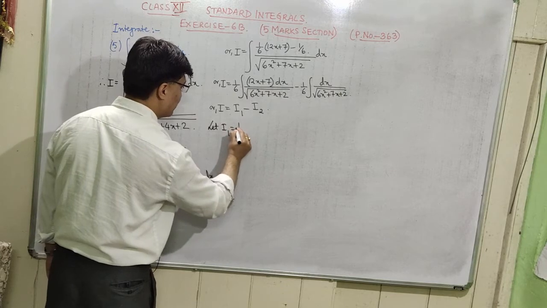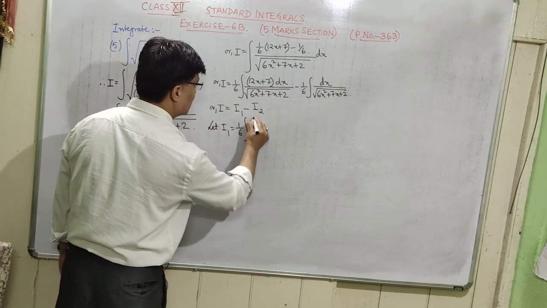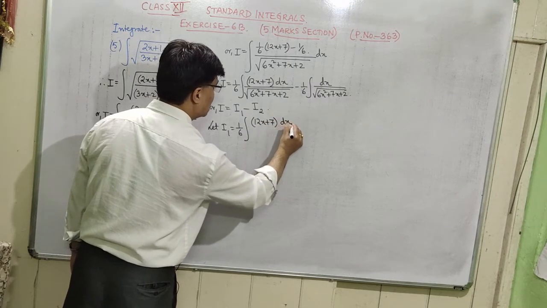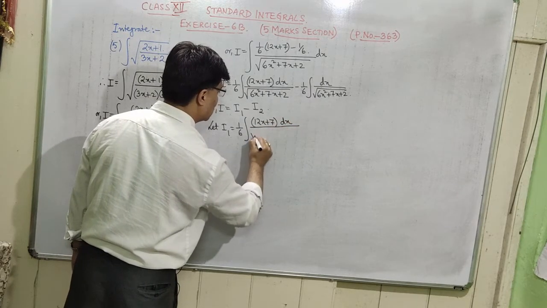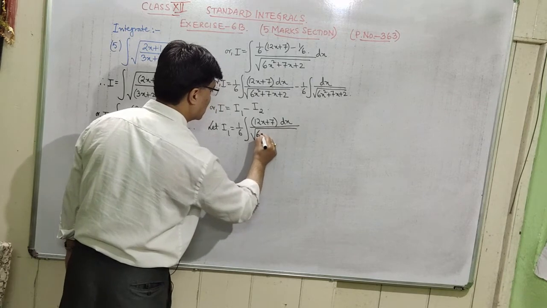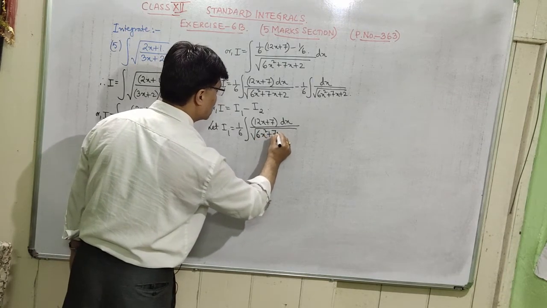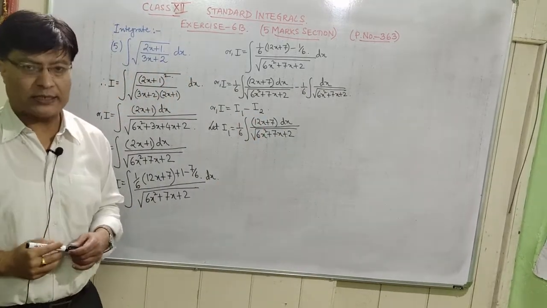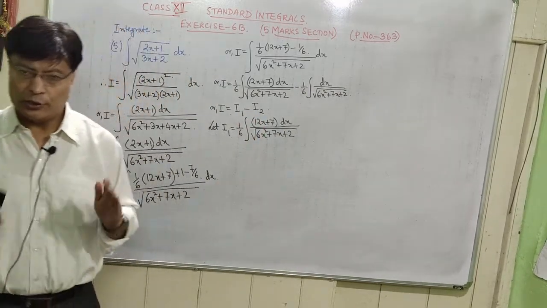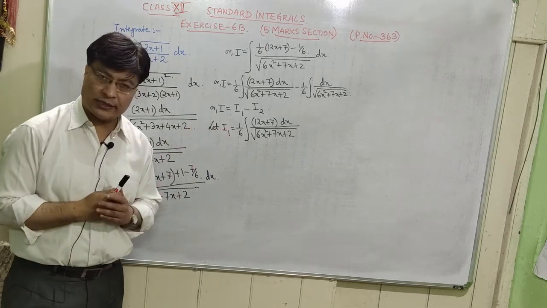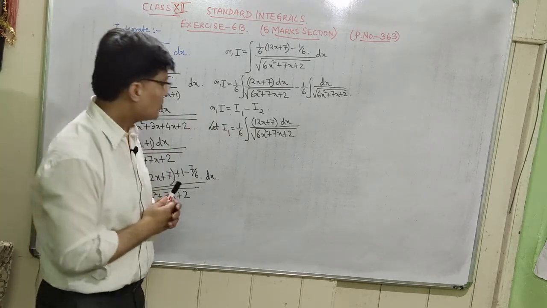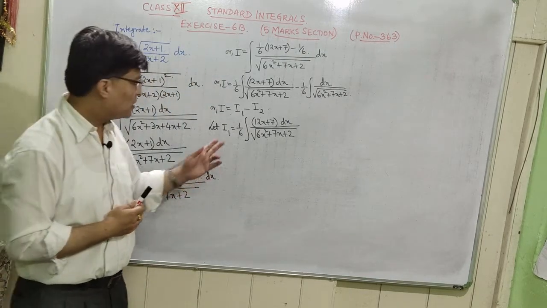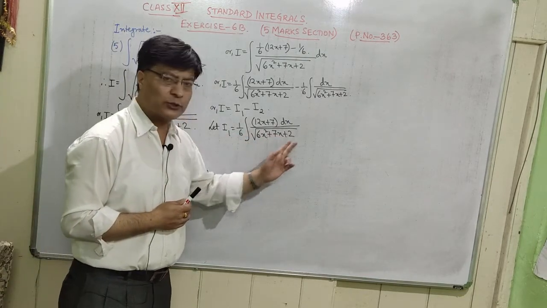So let, what is I1 here? 1 upon 6 integration of (12x plus 7) dx divided by root under 6x square plus 7x plus 2. So how will you evaluate this integration now? Okay. Now there is a quadratic expression within the square root. What is that? It is 6x square plus 7x plus 2.